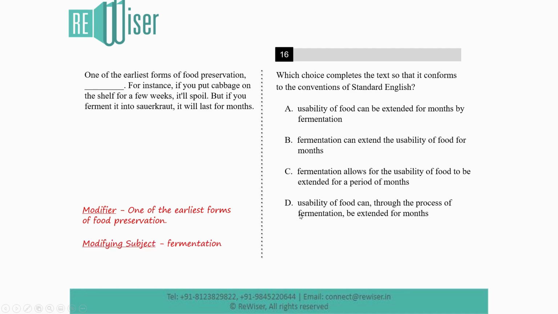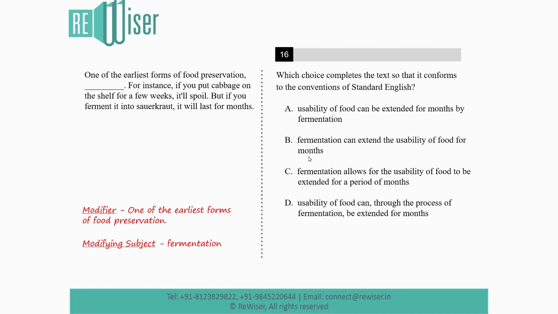So our option should actually begin with fermentation. We have to choose an option that begins with fermentation, right? So it would clearly modify fermentation. By looking at the options, you can clearly eliminate A and D. Now we have B and C, right? So let's take a look at the options one by one.